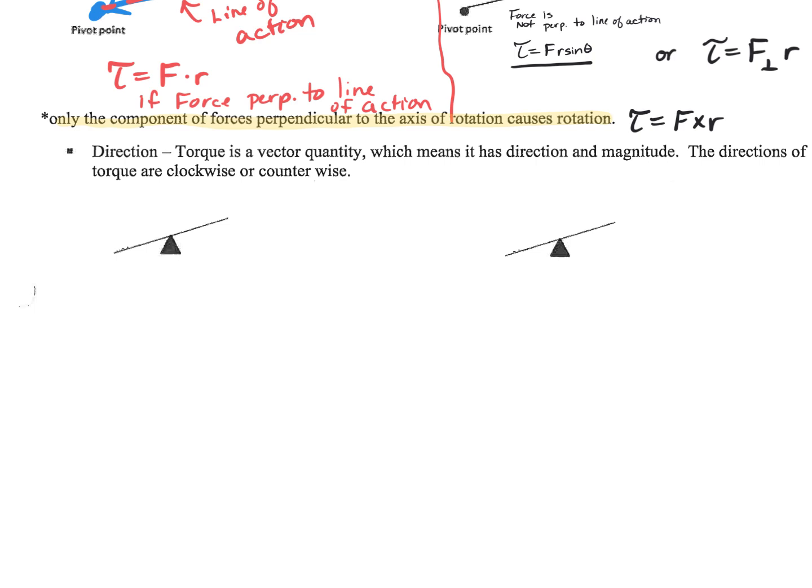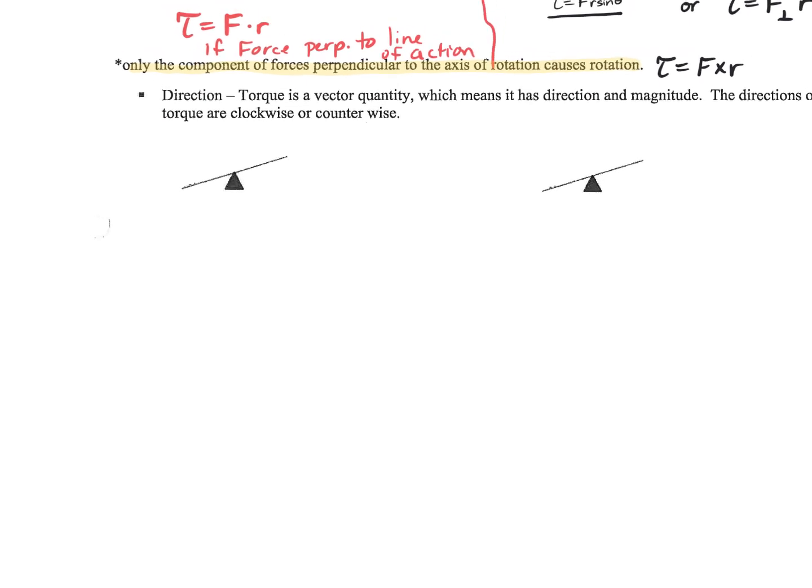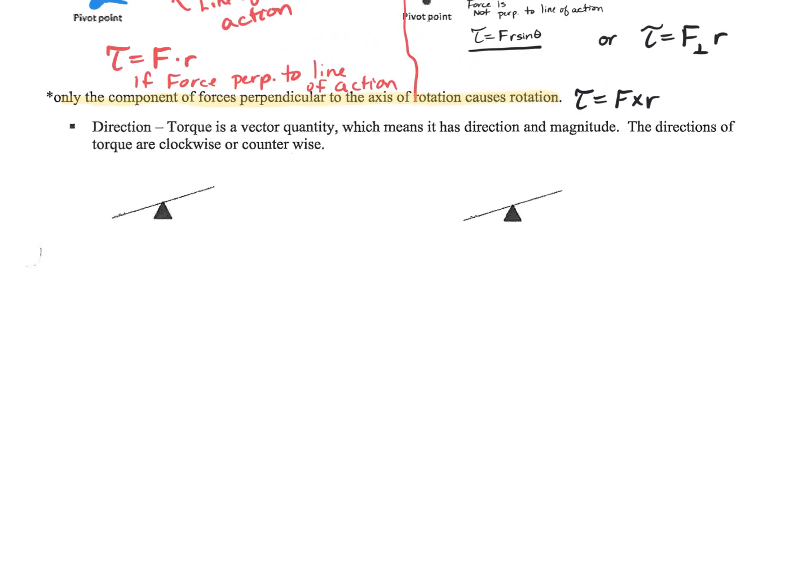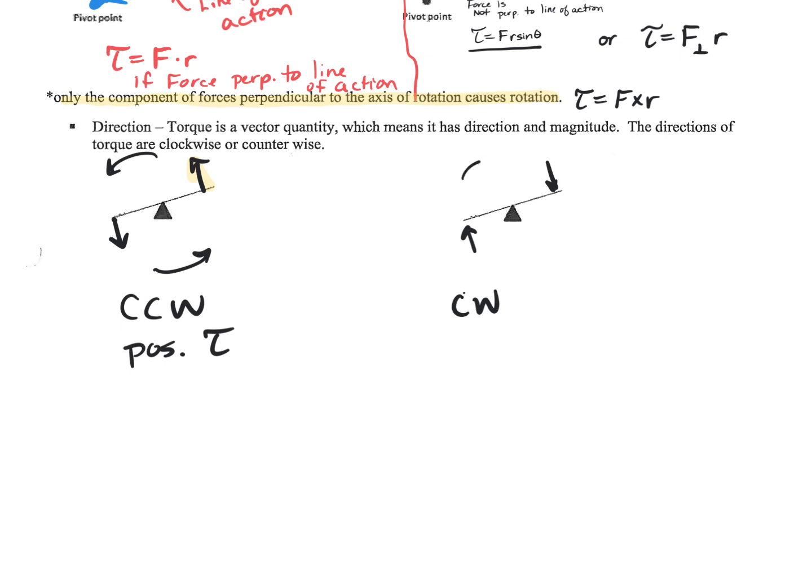I hope. All right, so the direction of torque. What do we talk about when we talk about torque direction? It's a vector. So the directions of torque are clockwise and counterclockwise. So if we have a counterclockwise torque, that means it wants to rotate which way? Counterclockwise. We want to get it to rotate this way, don't we? That's counterclockwise. This is a positive torque. Clockwise, however, would be applying it this way or this way. So it wants to rotate this way. Clockwise is a negative torque.